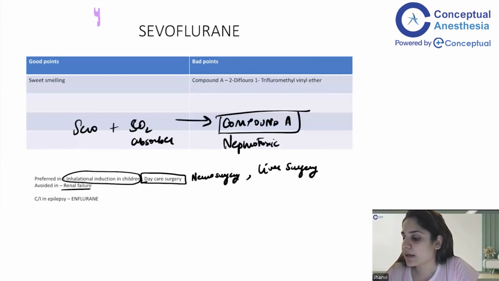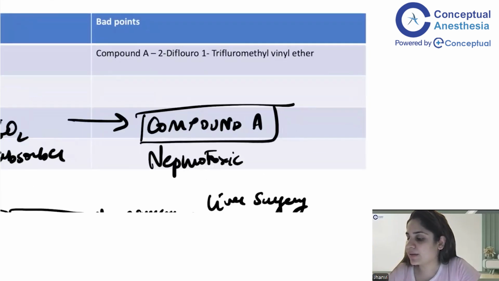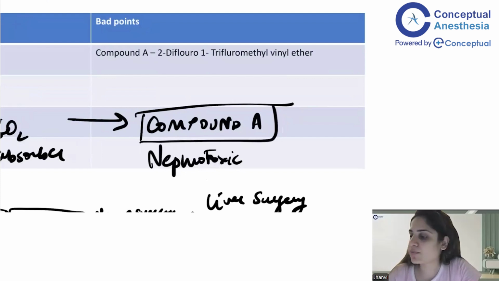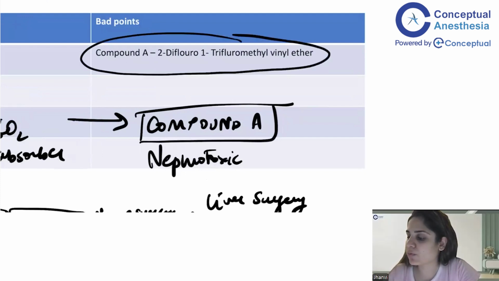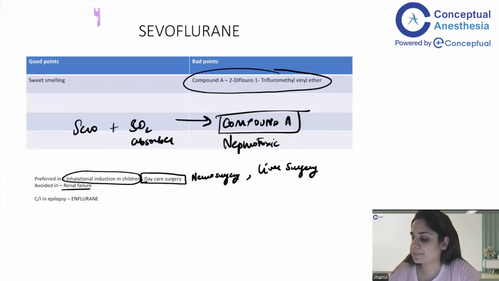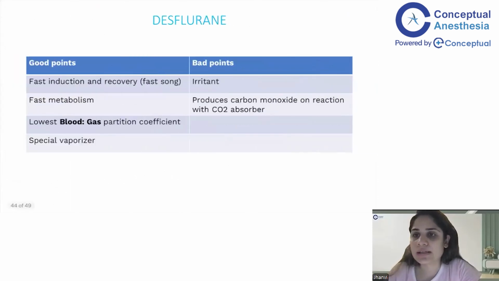Okay. Now, if someone asks you what is the full form of compound A, then you should know that this is the full form of compound A: 2-difluoro, 1-trifluoromethyl vinyl ether. All right. Then the color of the vaporizer of sevoflurane is yellow, as we all know, and the MAC of sevoflurane is 2. So these are important points about sevoflurane.